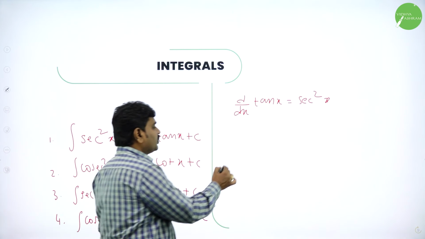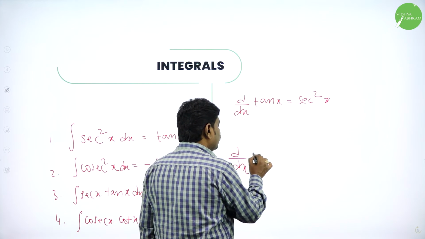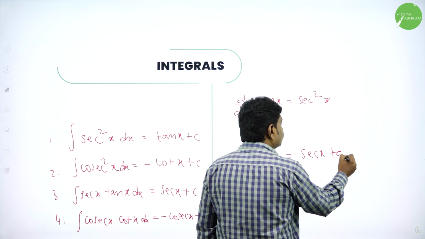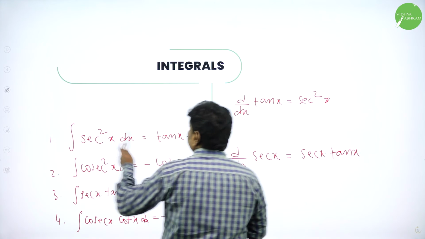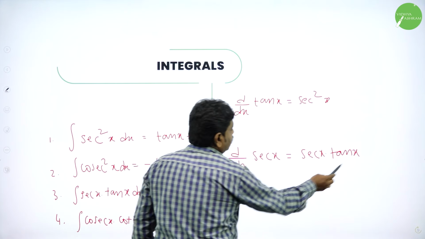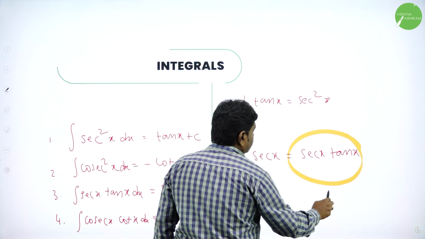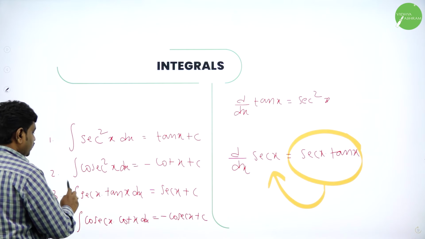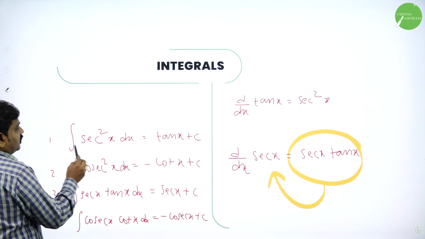So you know derivative of secant x. What is derivative of secant x, my dear students? It is secant into tan. So that's why when I integrate this, I should get this. That's why in the formula list, integration of secant into tan is secant. So all these formulae are important.